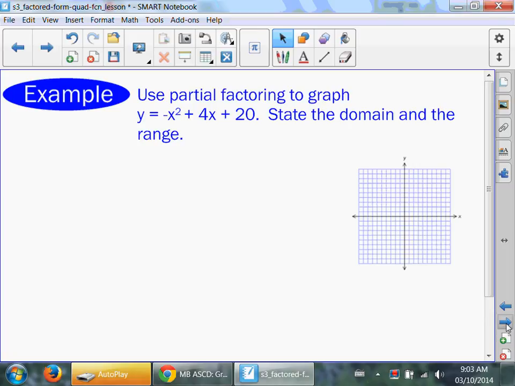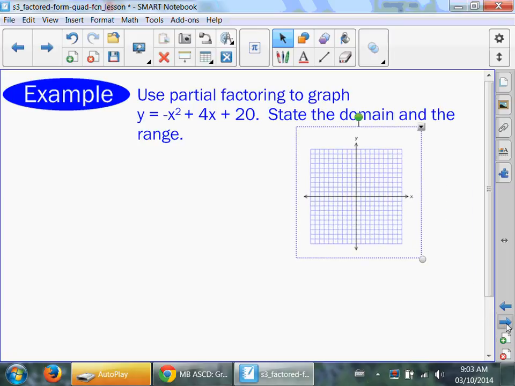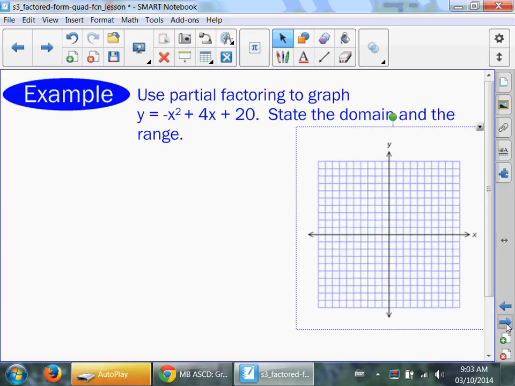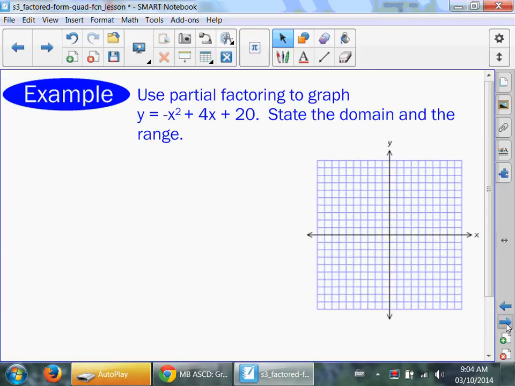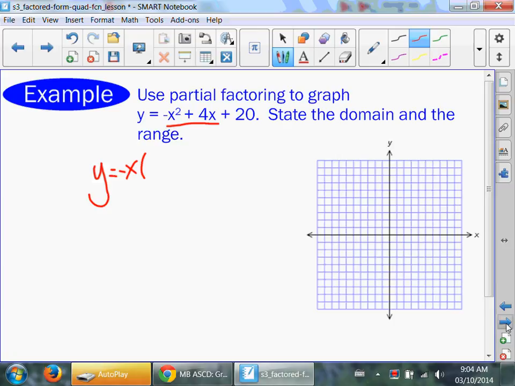So if we're going to go ahead and do that, first thing I want to do is make this graph bigger. There you go. Partial factoring here. So what's that going to look like? Well, what's partial factoring? I'm going to just focus in on those first two terms, and I'm going to take a factor of negative x out. When I take a factor of negative x out, I'm going to be left with x minus 4. And I still have this 20 over here.